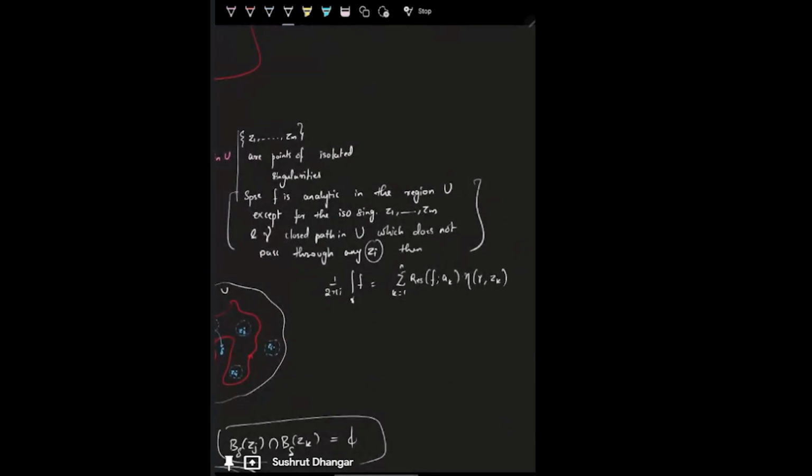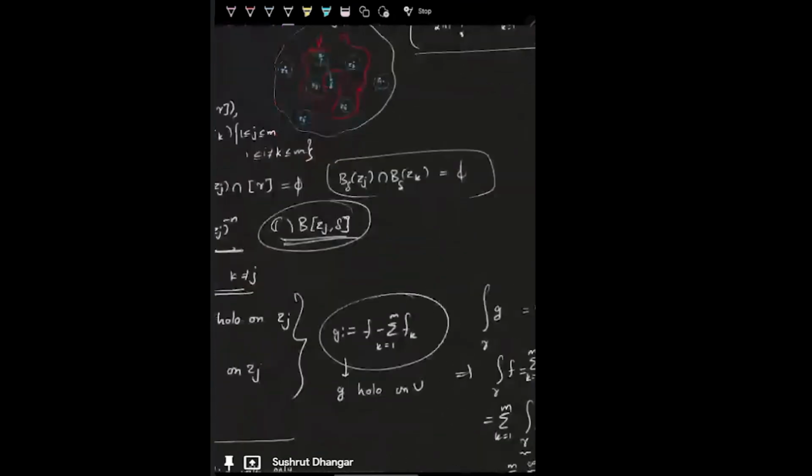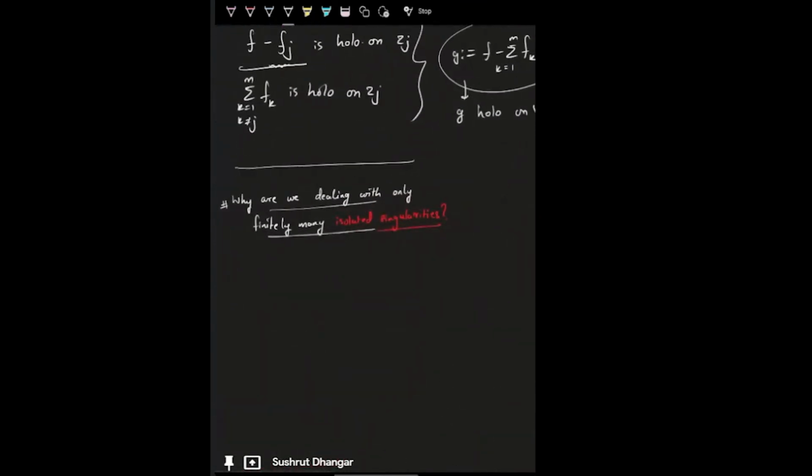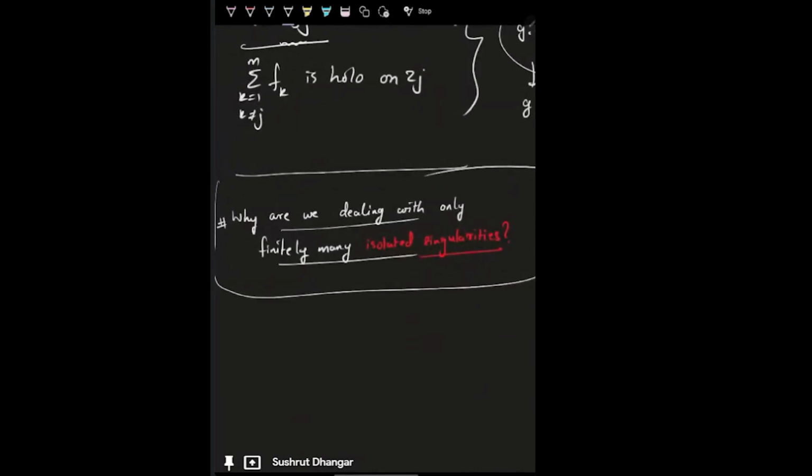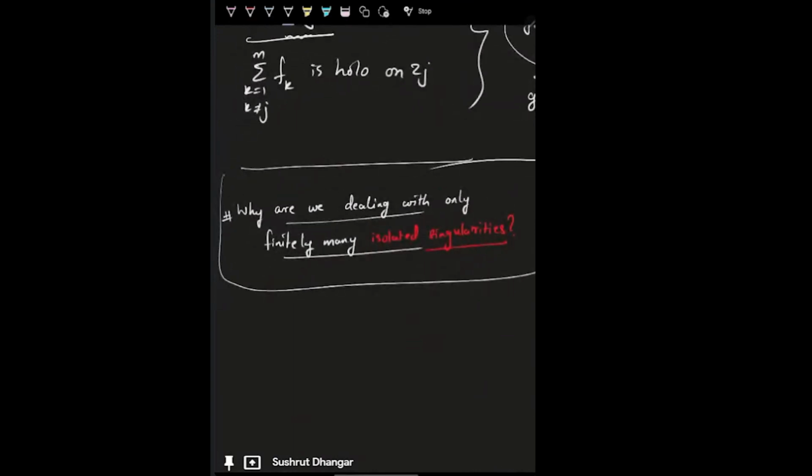And I can always rephrase the statement of the residue theorem in the form of: suppose f is analytic in the region U except for some finitely many isolated singular points z_i, i going from 1 to m, and gamma is a closed path which does not pass through any z_i, then this is the statement we have. So does anyone have any clue on how we will deal with it if we have infinitely many isolated singularities?